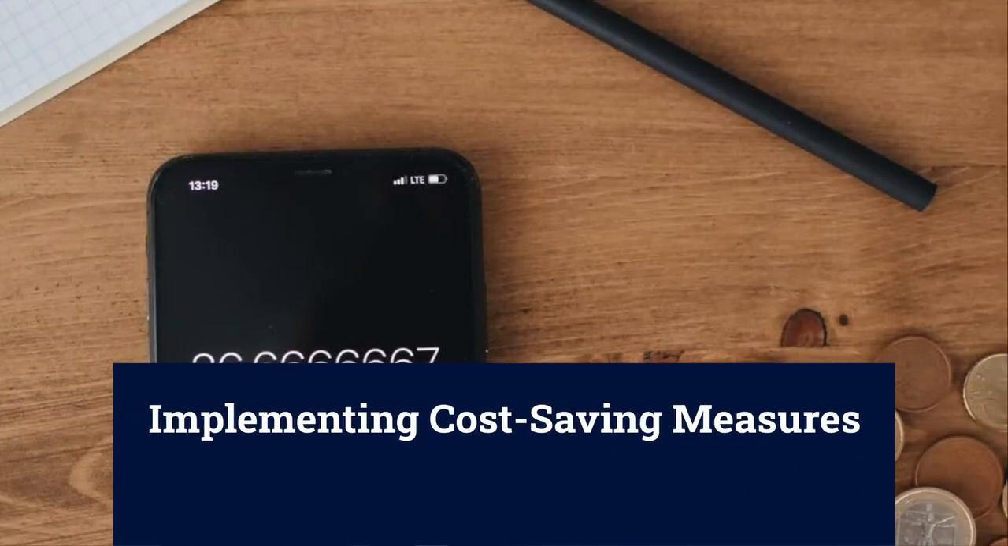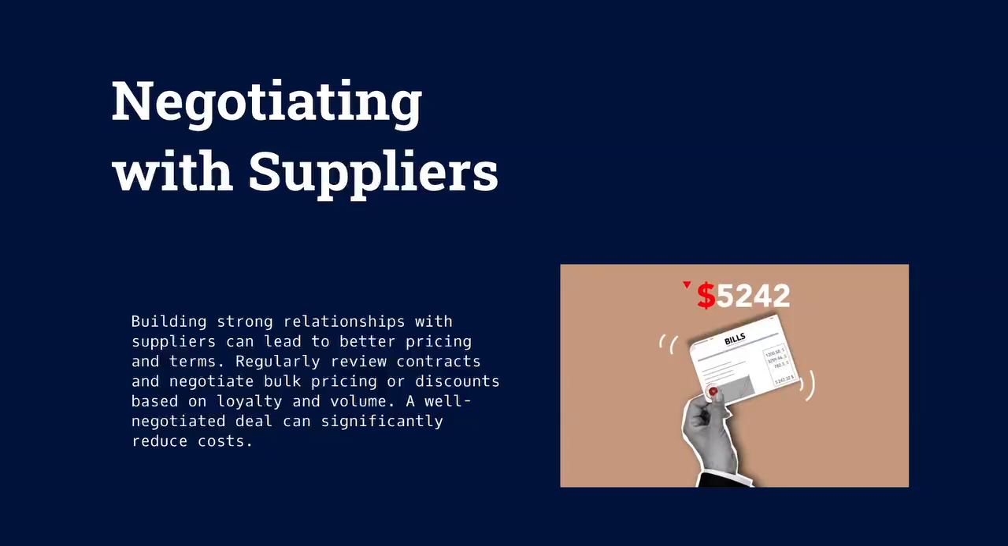Once you have done the audits and listened to the employees, you can start implementing cost-saving measures. One way is negotiating with suppliers. Building strong relationships with suppliers can lead to better pricing and terms. Regularly review contracts and negotiate bulk pricing or discounts based on loyalty and volume. A well-negotiated deal can significantly reduce costs. So always be in touch with your suppliers.